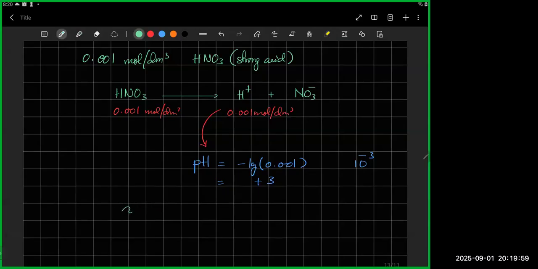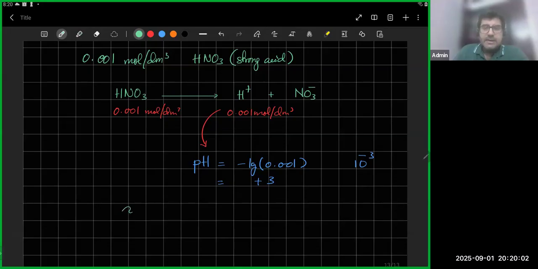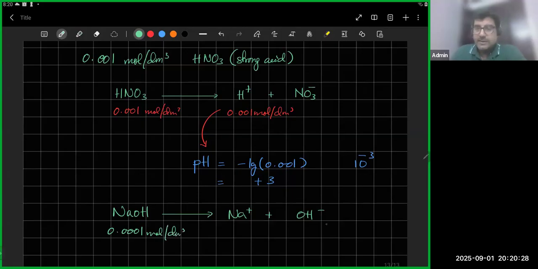Yes, sir. Yes. And similarly, for bases, for strong bases, if I have NaOH, NaOH is a strong base, it's going to fully dissociate and it's going to produce OH ions. And let's assume its concentration is 0.001 mole per dm cube. But it's going to fully dissociate, ionize. So that would be mole per dm cube as well. The OH ion concentration would be exactly the same.